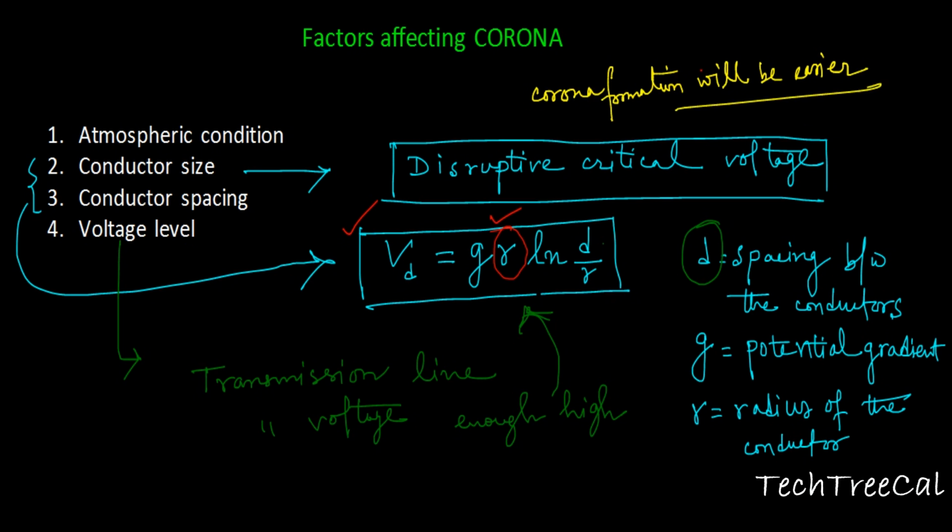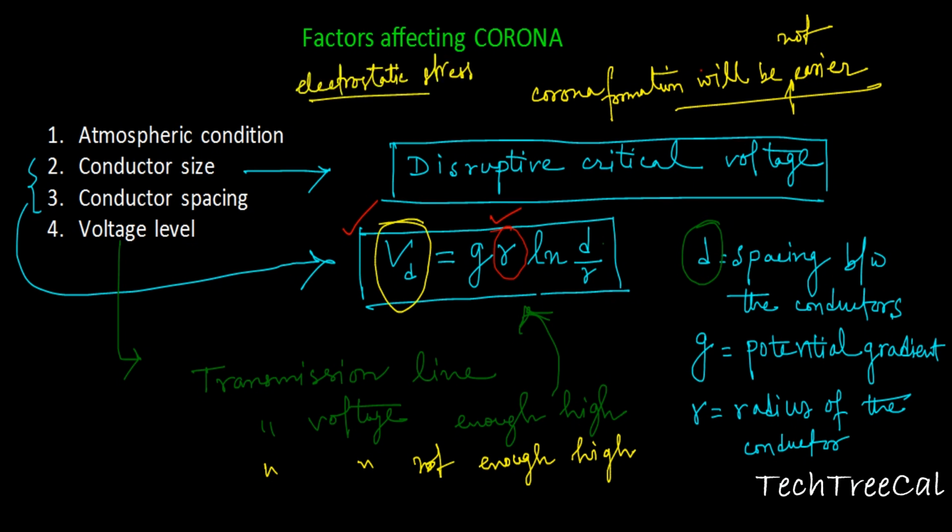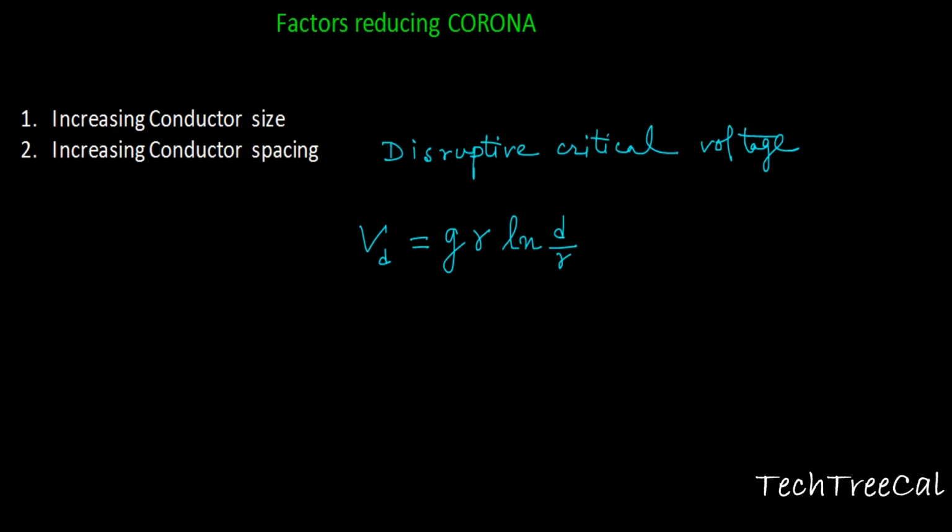Now if your transmission voltage is not high enough, then it will not be able to meet this critical disruptive voltage value, and corona formation will not be easy, because the electrostatic stress over the surrounding air will not be enough for the formation of corona. Now the same concept is applicable for reducing corona.